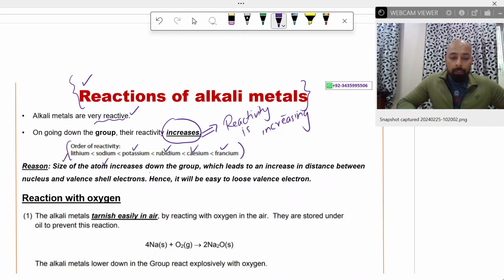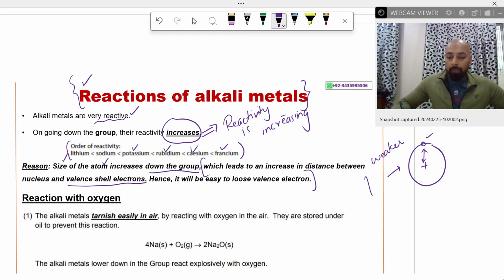Size of the atom increases down the group, as already mentioned, which leads to an increase in the distance between the nucleus and the valence shell electrons. Hence, it will be easy to lose the valence shell electrons. So when an atom is having a bigger size, let's say the electron is far away from the nucleus, there is going to be a weaker force of attraction. So it would be easy to lose an electron.